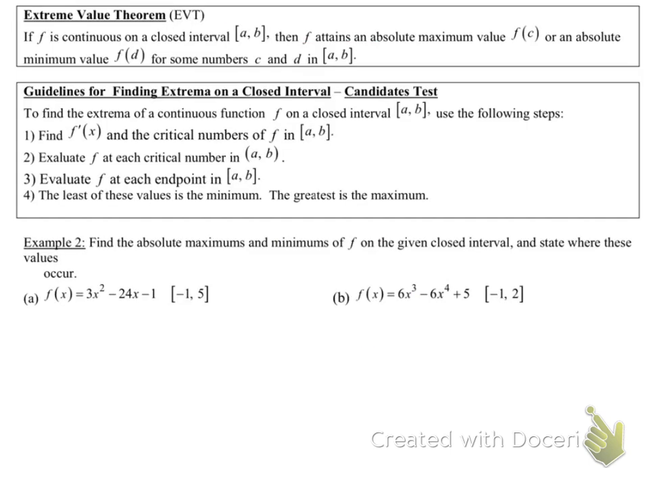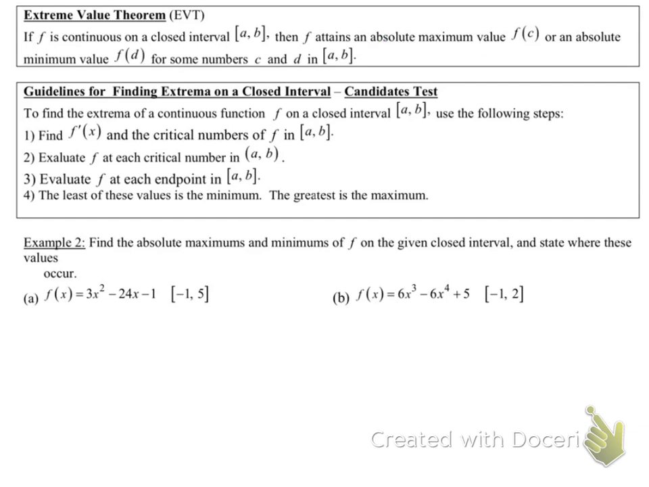The extreme value theorem says that if f is continuous on a closed interval a, b, then f attains an absolute maximum value, f of c, or an absolute minimum value, f of d, for some numbers c and d in that interval a to b. This is even true if you have a horizontal line like that. Granted, your maximum and your minimum would be the same value, so that's not very useful. I can't imagine a world in which we would study that, but anything is possible.